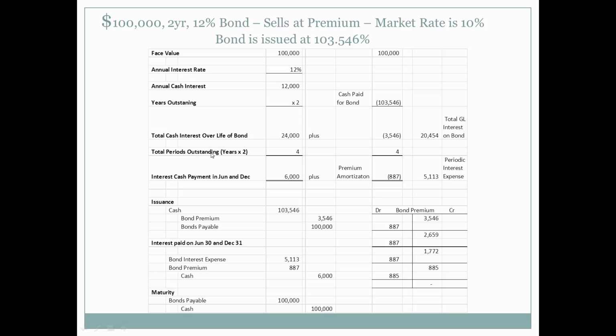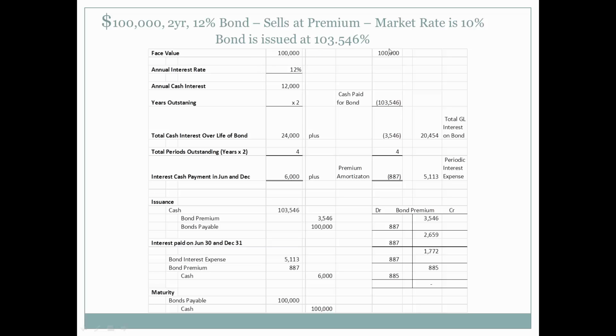So now, this is the total cash interest over the life of the bond, the 2 years. But now let's look at what we are going to pay each June and each December. So let's look at the total periods the interest will be outstanding, which is the number of years associated with the bond, which is 2. And then we're going to multiply that by 2 to say that this bond has 4 periods of interest that it's going to be paying. So taking $24,000 and dividing it by 4, it means the cash interest payment paid out in June and December will be $6,000.